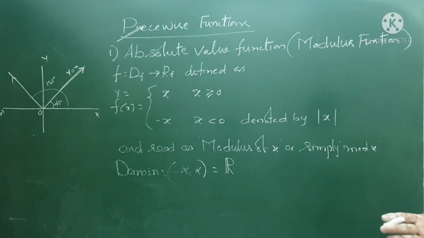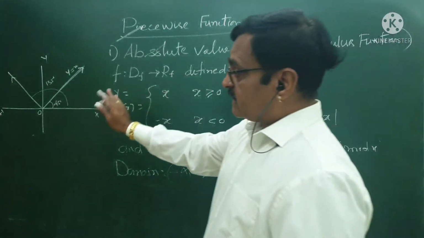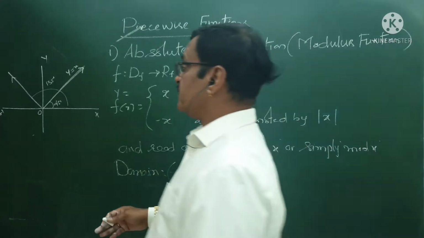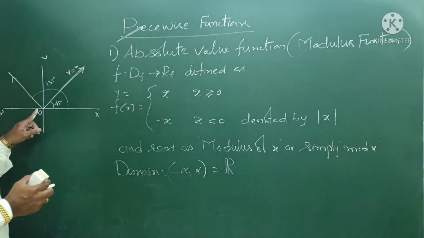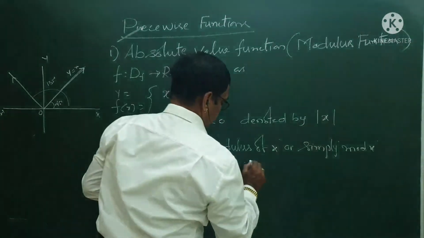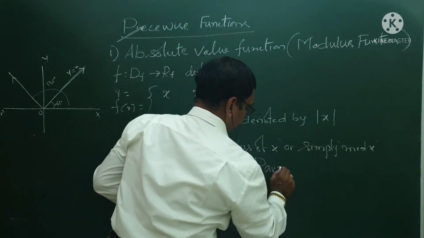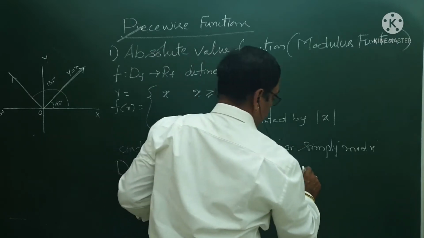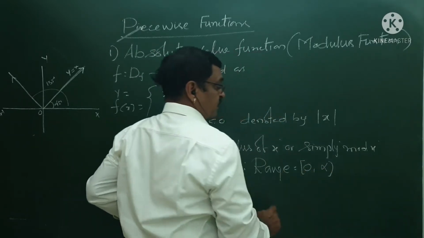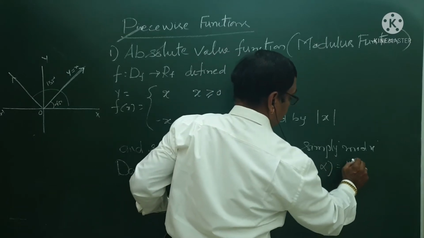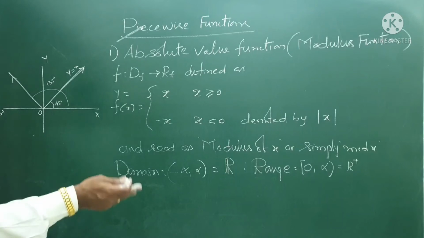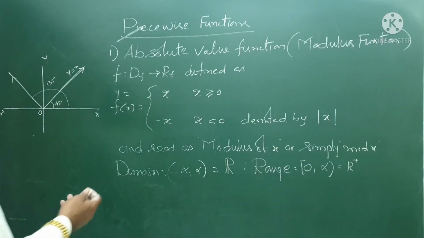Now if you observe the graph of the function, the graph never comes down, so it is always above the x-axis. Above the x-axis means the range starts from 0 and goes to infinity. From the graph, the range is 0 to infinity, with 0 included and infinity excluded, or simply we write R plus. Next we discuss the properties of the mod function.